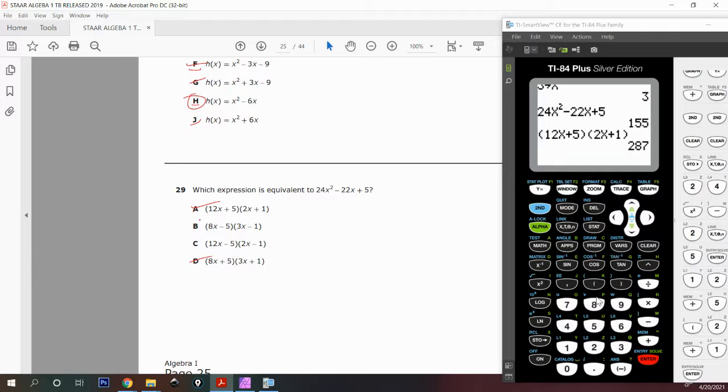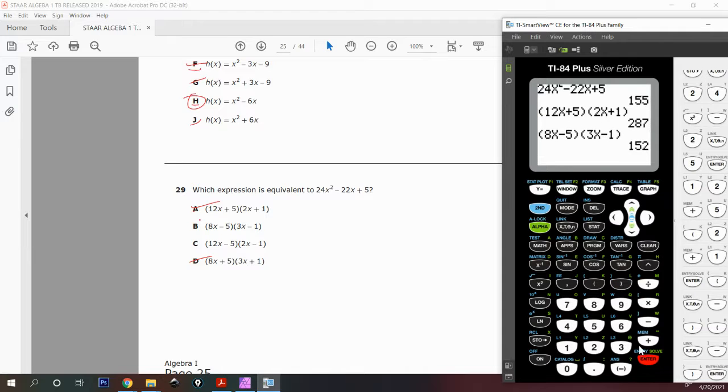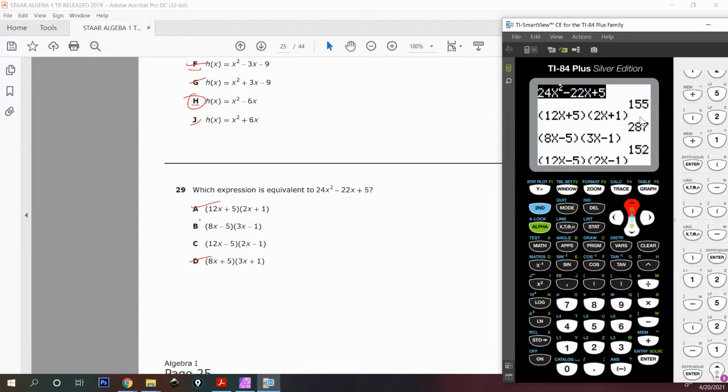Okay, so let's try B. So we're going to do 8x minus 5, 3x minus 1, 152. That's close, but not quite right. So 12x minus 5, 2x minus 1. There's my 155 that the original problem made. See, it made 155. All right, then that has to be my answer. C.